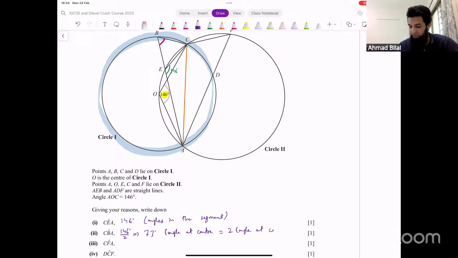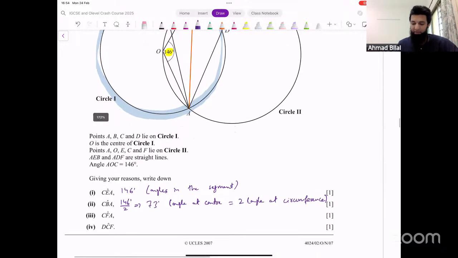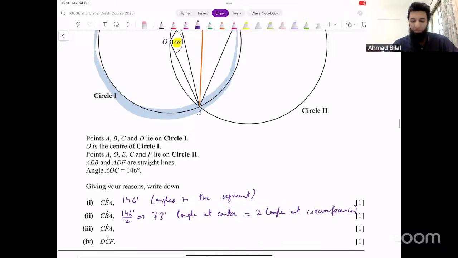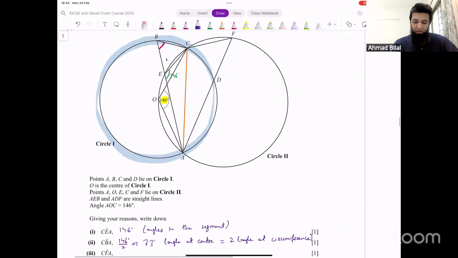You can write something like this or something else in your own words that makes it clear that this is the property that you're using. Angle at center is 2 times the angle at circumference. That's the property that we're using to write down that angle. This is 73 degrees. Okay, so that's another angle that we know now. Let me just write that down here, 73 degrees.